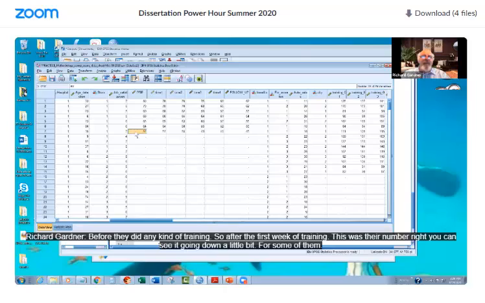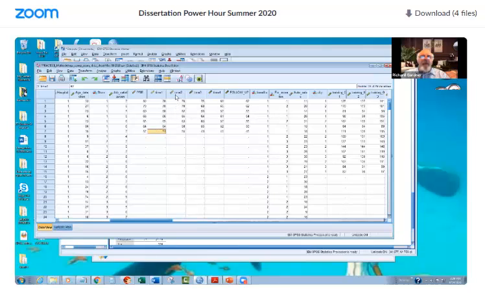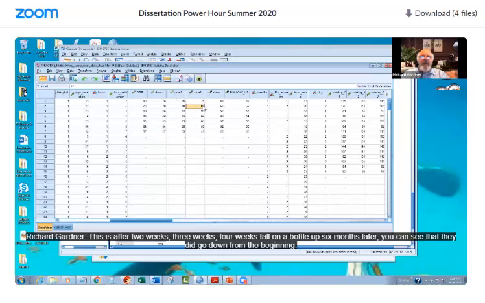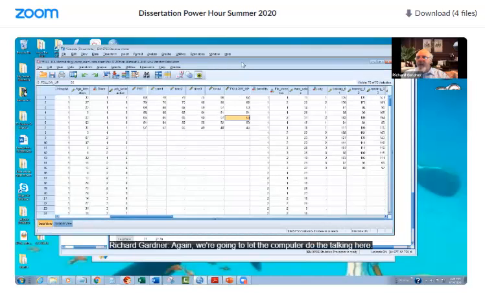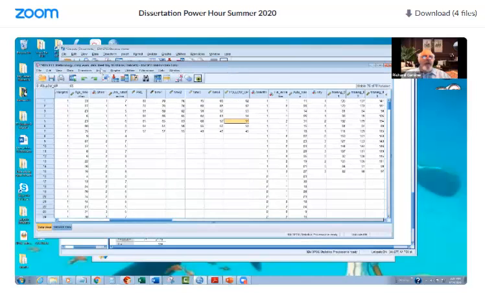So after the first week of training, this was their number, right? You can see it going down a little bit for some of them. This is after 2 weeks, 3 weeks, 4 weeks, and then the follow-up 6 months later. And you can see that they did go down from the beginning. But again, we're going to let the computer do the talking here.